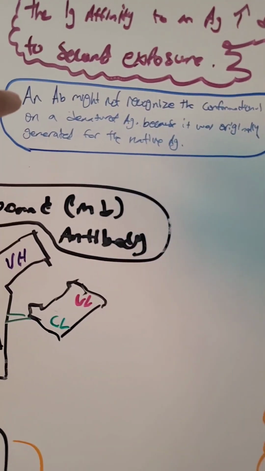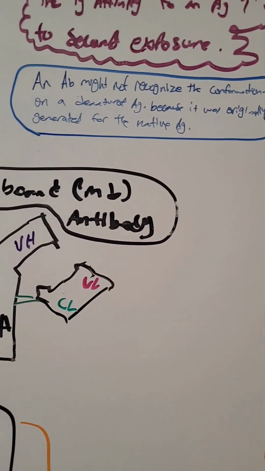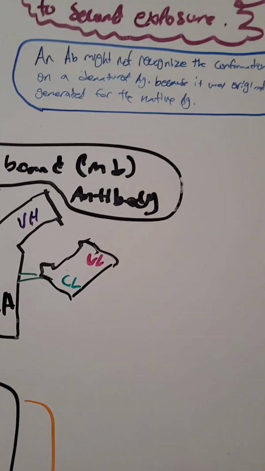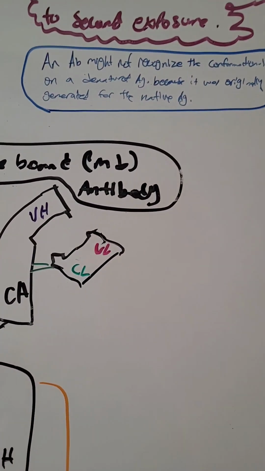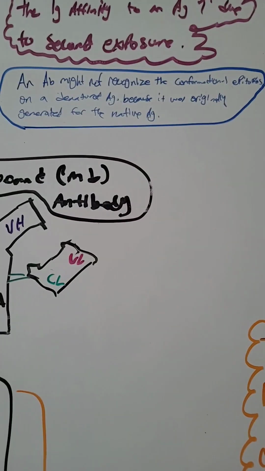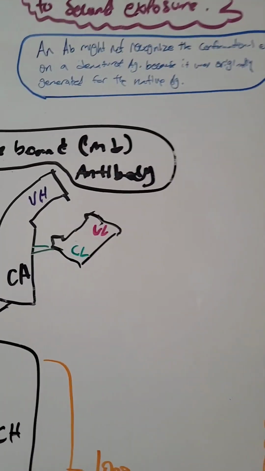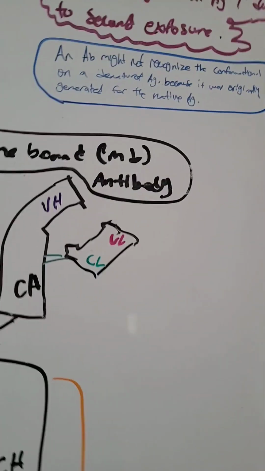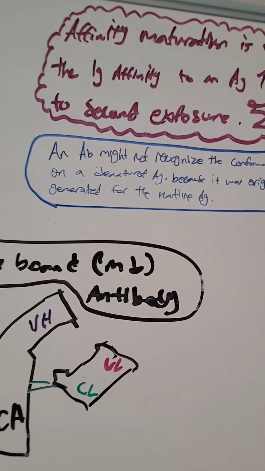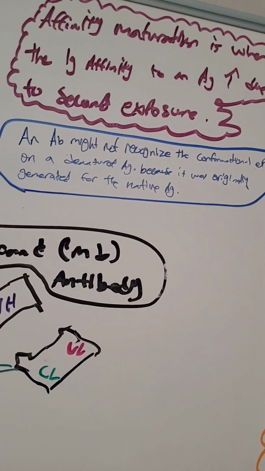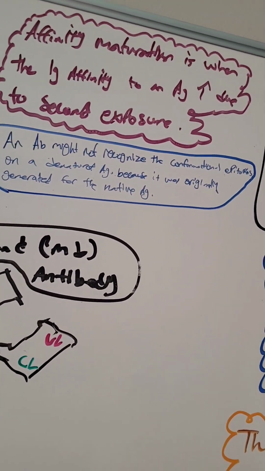Each epitope can have a different sort of conformation, which actually leads us here. If an antigen is denatured, an antibody might not recognize the conformational epitopes on a denatured antigen because it was originally generated for the native form of that antigen. So just understand that it might not recognize it. And again, what does denatured mean? Denatured just means that it's been acidified or whatever, and it has changed its 3D conformational form.